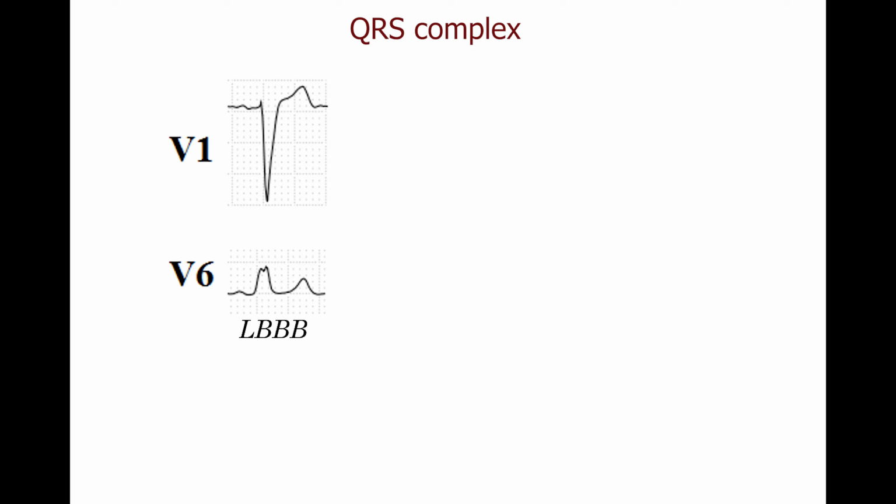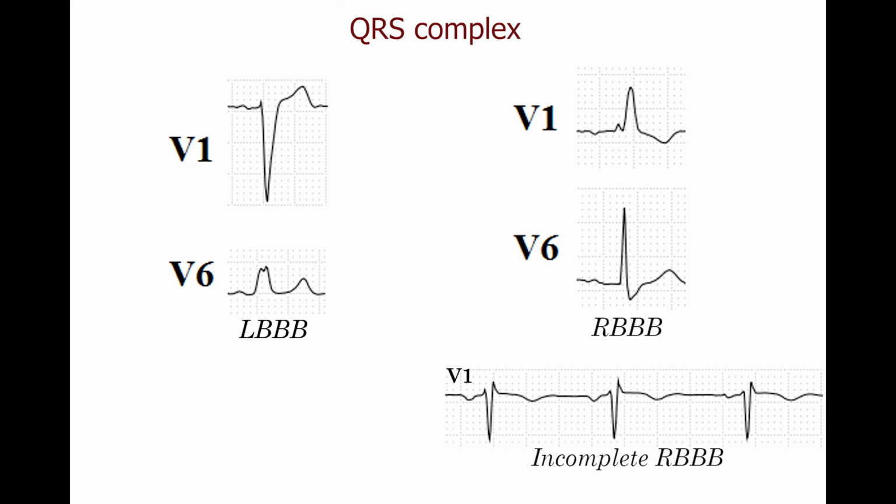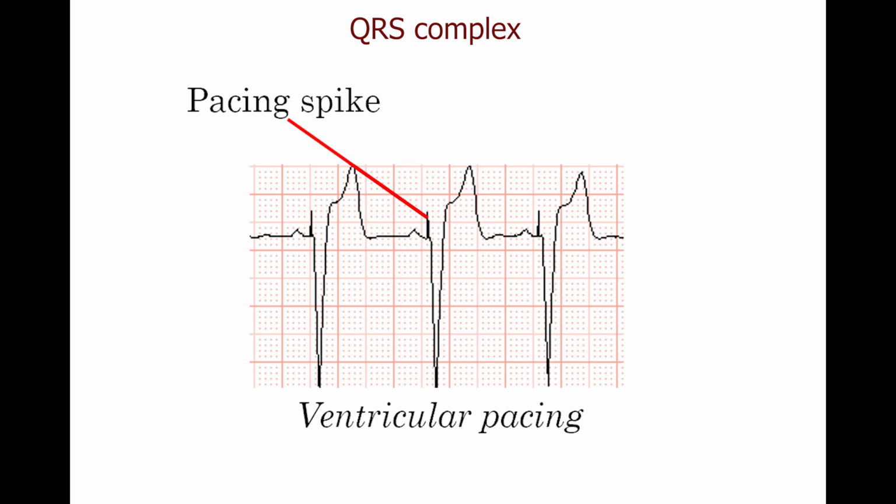Left bundle branch block produces broad, notched waves with absence of Q waves in leads V5, V6, AVL and dominant S wave in lead V1. Right bundle branch block produces M-shaped complex and dominant R wave in lead V1 and deep slurred S wave in leads V5, V6, 1, AVL. Incomplete, or partial, right bundle branch block is characterized by RSR pattern in lead V1 and QRS complex width less than 120 milliseconds. WPW syndrome produces a wide QRS complex with delta wave and short PR interval. If the pacing spike precedes each wide QRS complex, the rhythm is ventricular pacing.